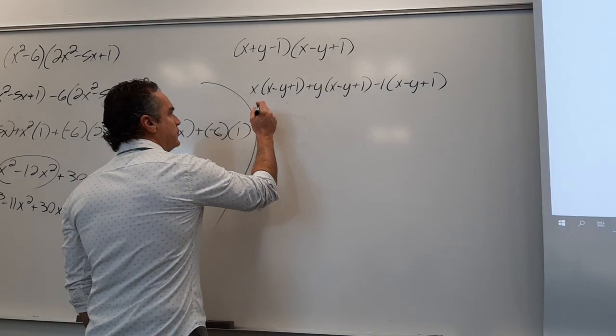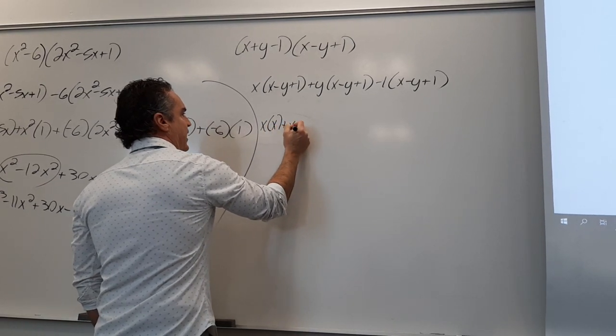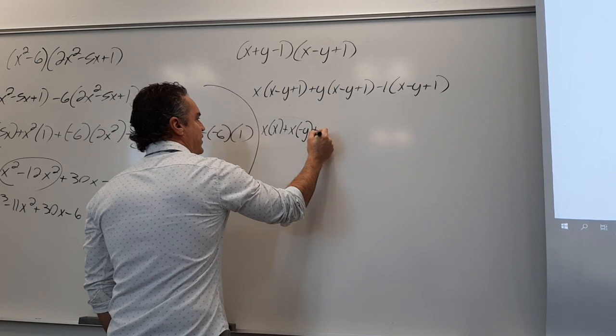Please look up here. This is going to be x times x plus x times negative y plus x times 1.